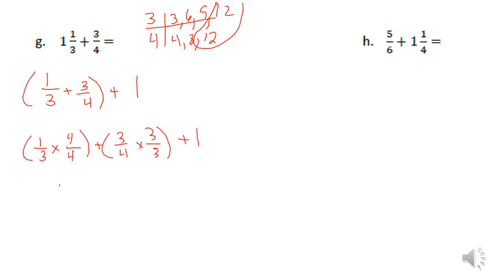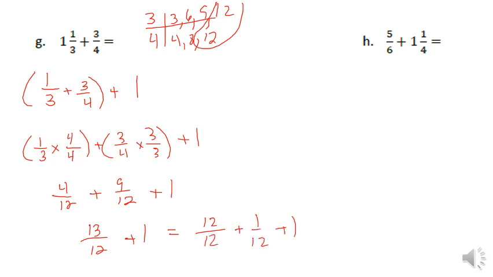So we end up with 4 twelfths plus 9 twelfths plus 1, which gives us 13 twelfths plus 1, which when we change this, is equal to 12 twelfths plus 1 twelfth plus 1, which is equal to 2 and 1 twelfth.